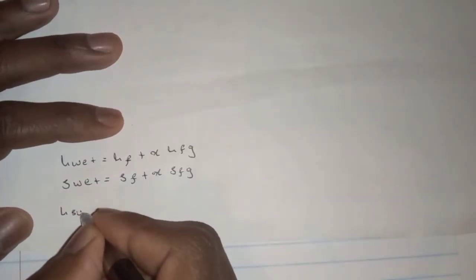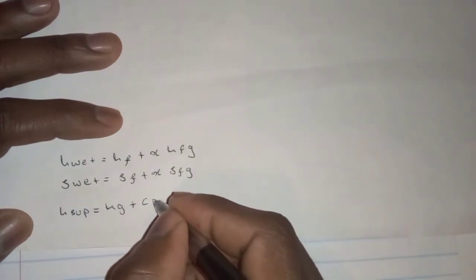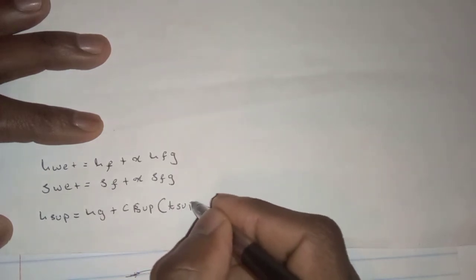And then if you are dealing with superheated steam, denoted by H sup, we're going to say H is given by Hg plus Cp, which is the specific heat capacity of the superheated steam, let me just say Cp sup, times T sup, which is the temperature of the superheated steam, minus the saturation temperature. Hopefully you know these equations.